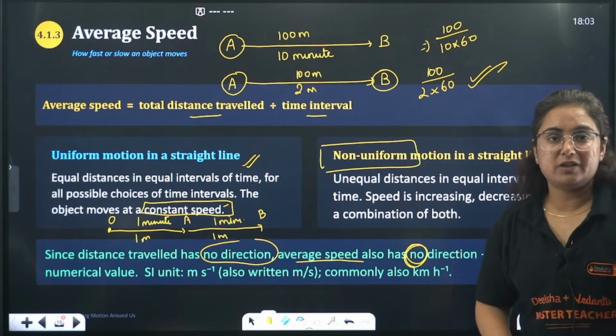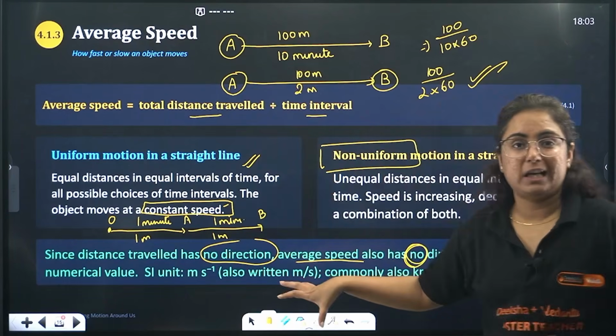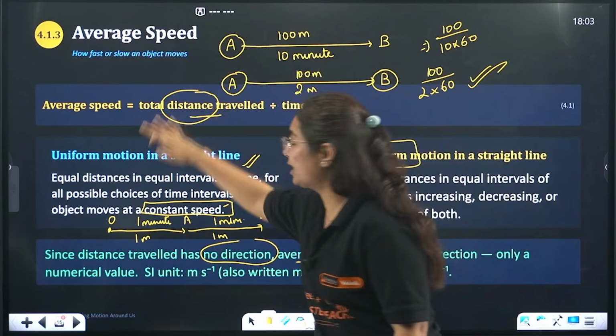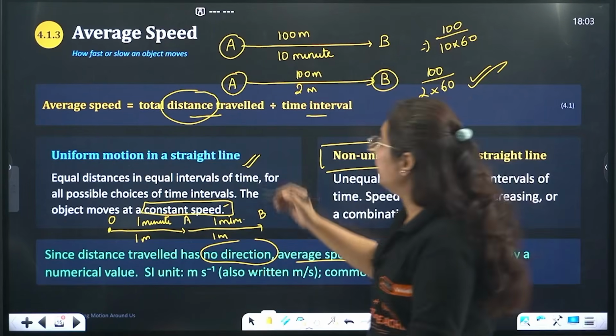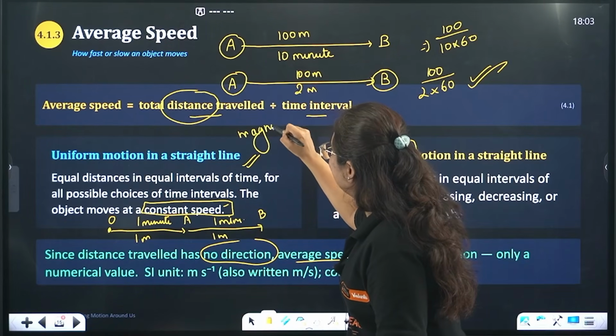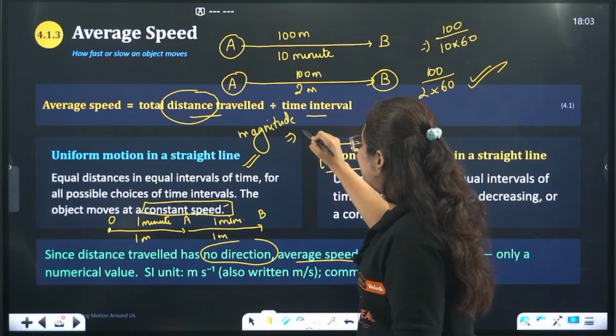What is the formula of average speed? Distance upon time. Now distance itself is a scalar quantity. It does not talk about direction. It only and only talks about magnitude, how much distance is covered.